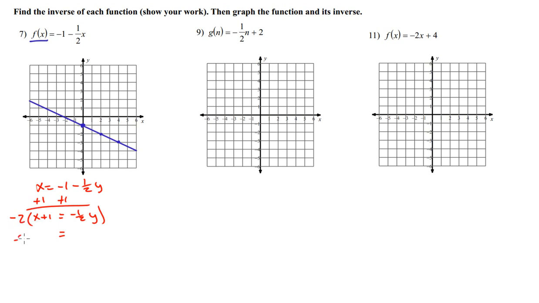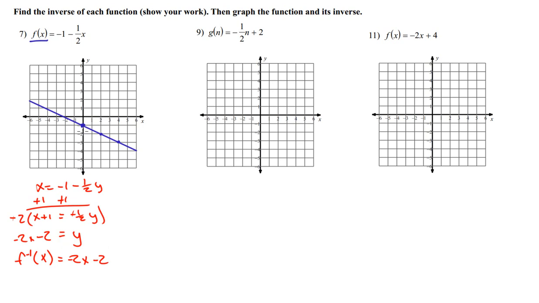-2 times x is -2x. -2 times 1 is -2. The negative times the negative turns into a positive, and then half of 2 is 1. So there's our y. So this is our inverse function. So again, officially notation-wise, f^-1, the inverse of f(x), is -2x minus 2.